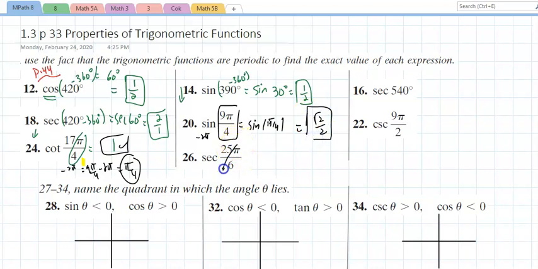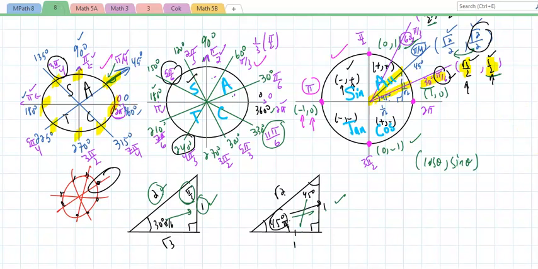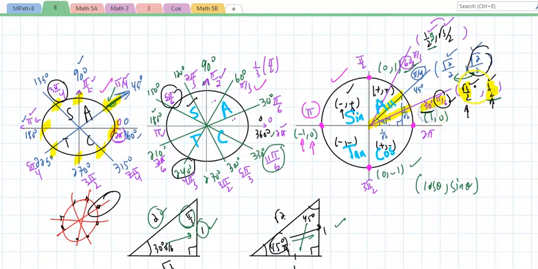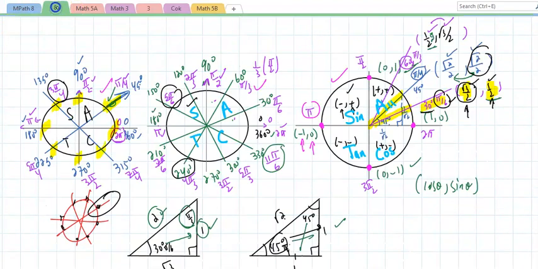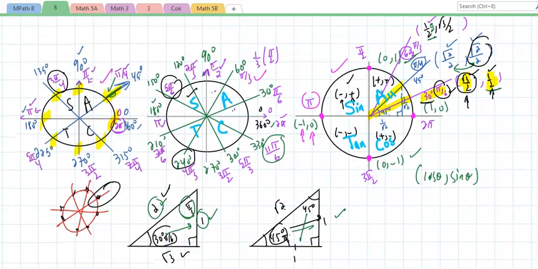25 pi over 6. Pi over 6 is a reference of 30 degrees. So I know what the answer is. 30 degrees. Secant is the reciprocal of cosine. The cosine is radical 3/2, so it's 2/radical 3. Or, if I look at 30 degrees, there's 30 degrees. Secant is the hypotenuse over the adjacent. Alright?